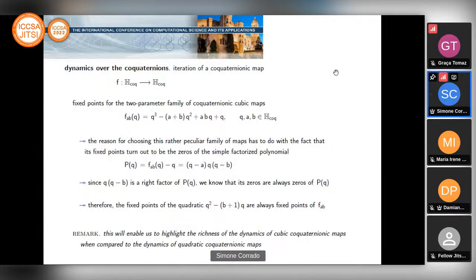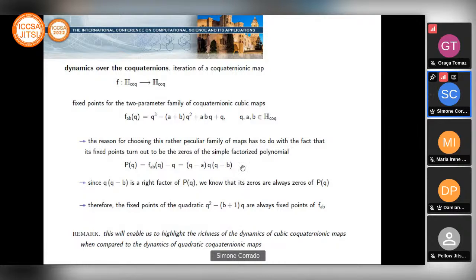The idea is the following. The fixed points of f, of this 2-parameter family of maps, the zeros correspond to the zeros of P, and if you do the computation, you can see that P is a simply factorized polynomial. P can be written as q minus a, where a is the first parameter, times q minus b, where b is the second parameter.